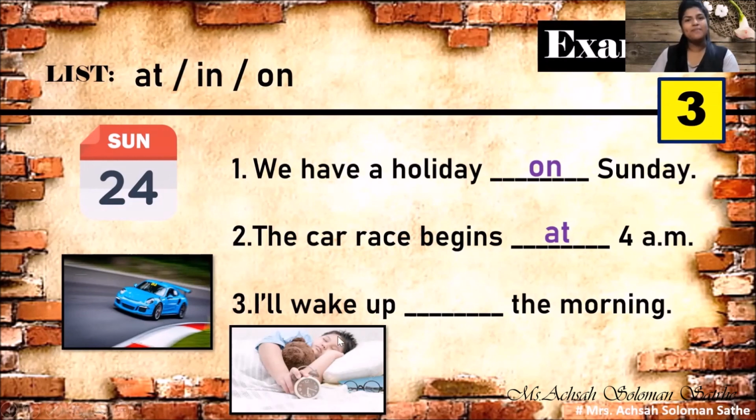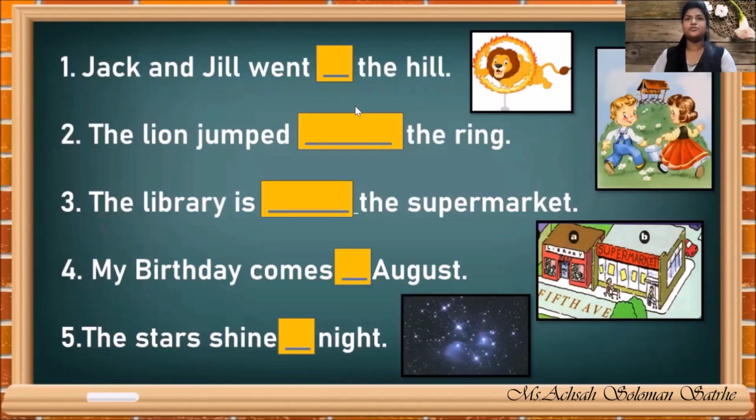Next, I'll wake up in the morning. Clear? Understood? So that's what we've learned from preposition of time. Now let's see whether you are able to understand all the three. We learned the first one, that is preposition of place. We learned preposition of movement, and we learned preposition of time. Clear? So let's see whether you're able to identify when I give you very big sentences. Ready? On to your chat boxes.